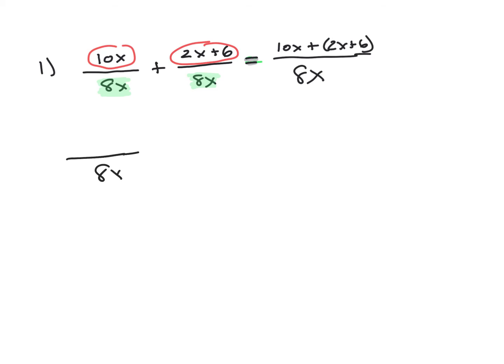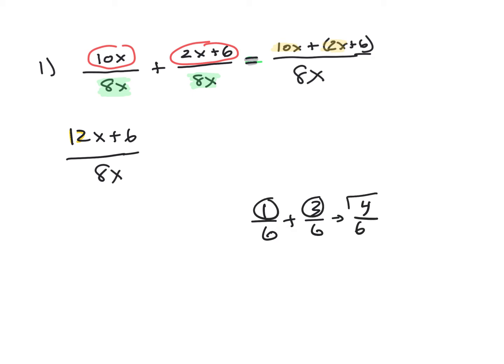So that'll give you, if you combine like terms, we can combine 10x and 2x. And that gives us 12x plus 6. And just like anything, if you had, say, 1/6 plus 3/6, wouldn't you keep the denominator the same and add the numerators, right? And then you couldn't leave your final answer this way. Wouldn't you have to reduce?